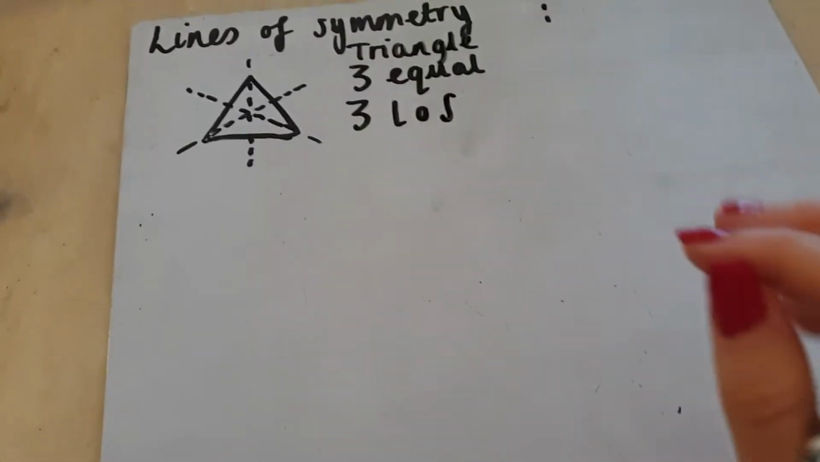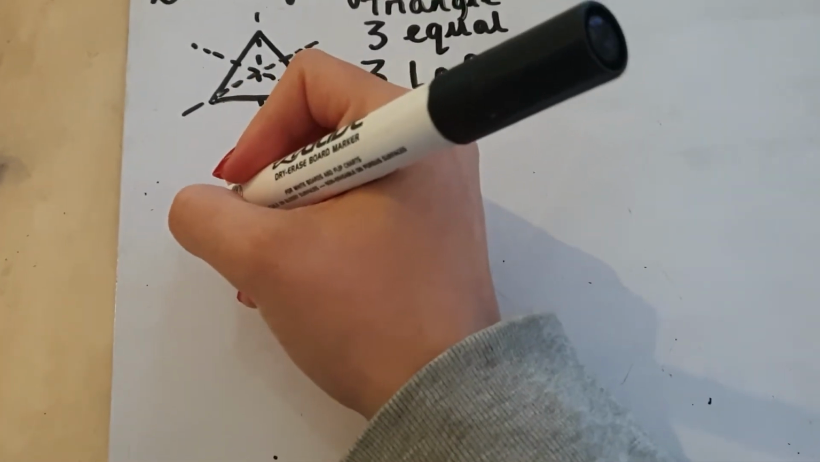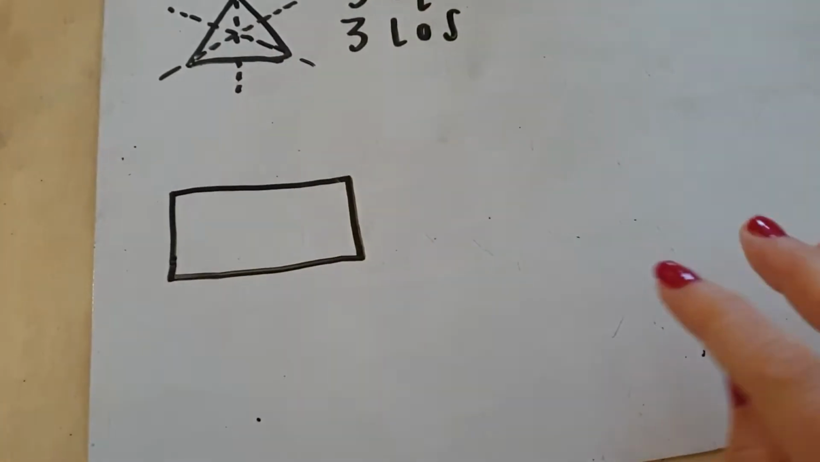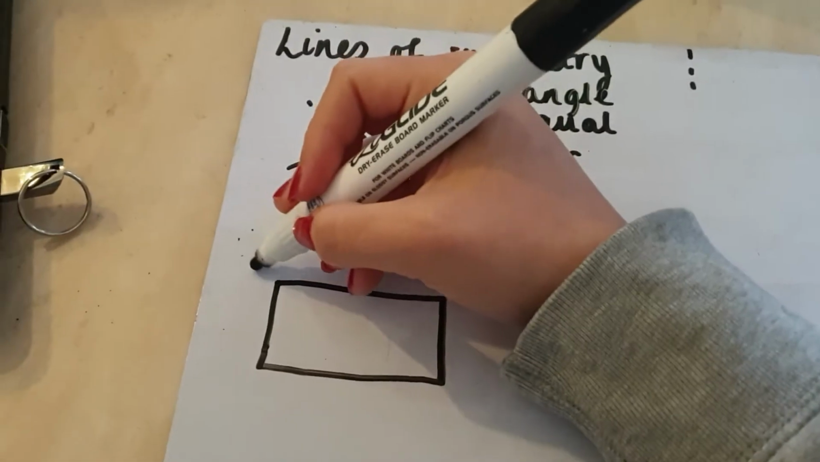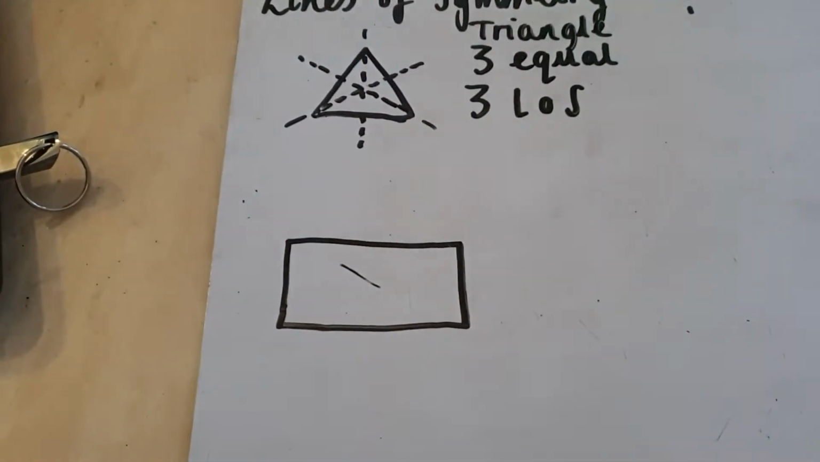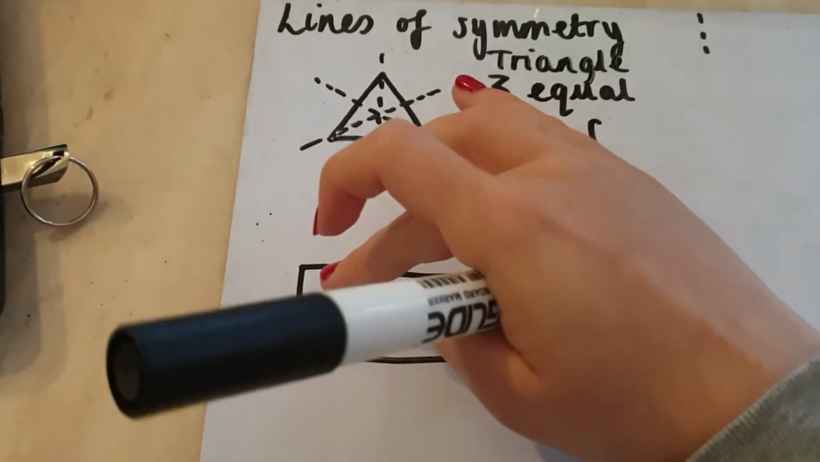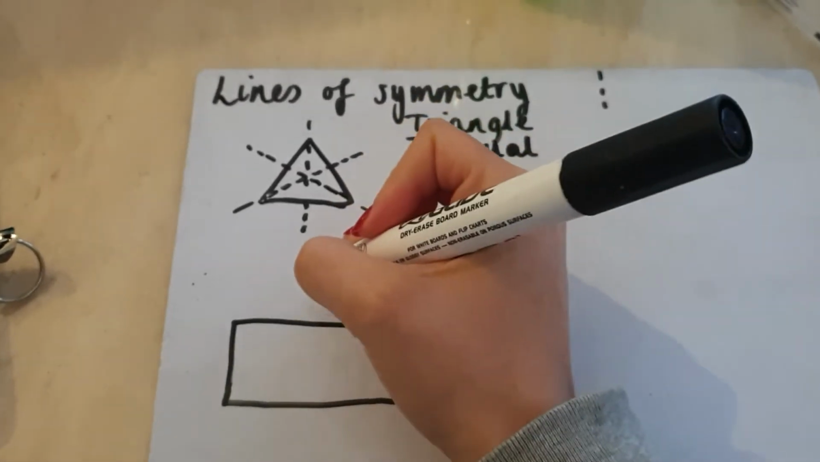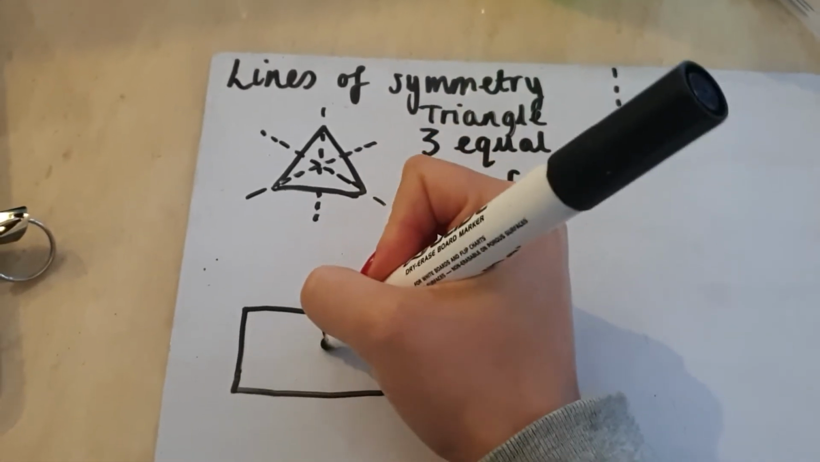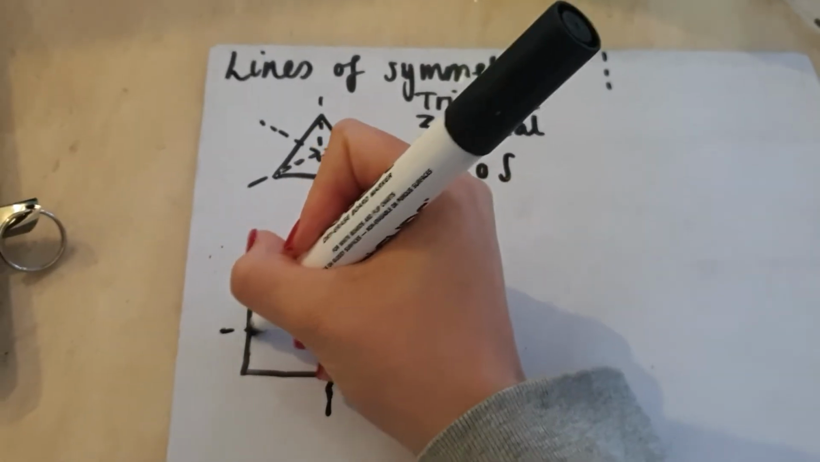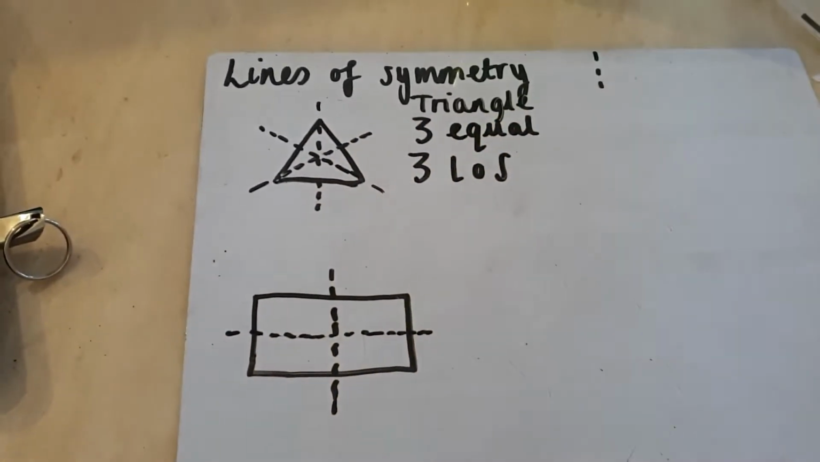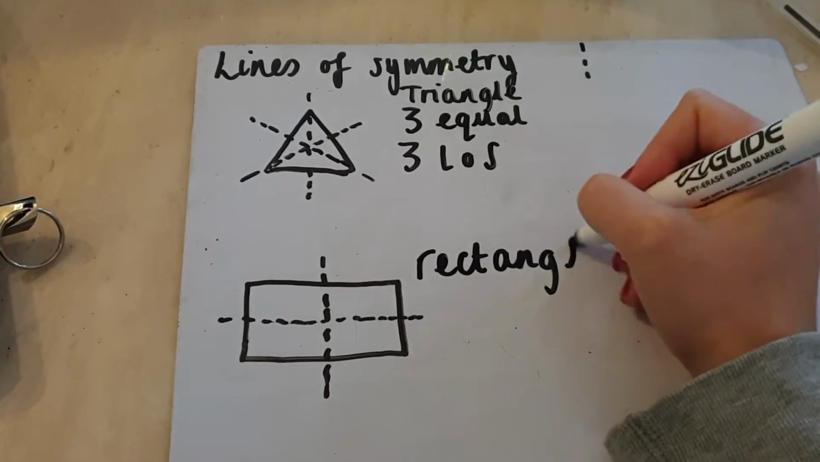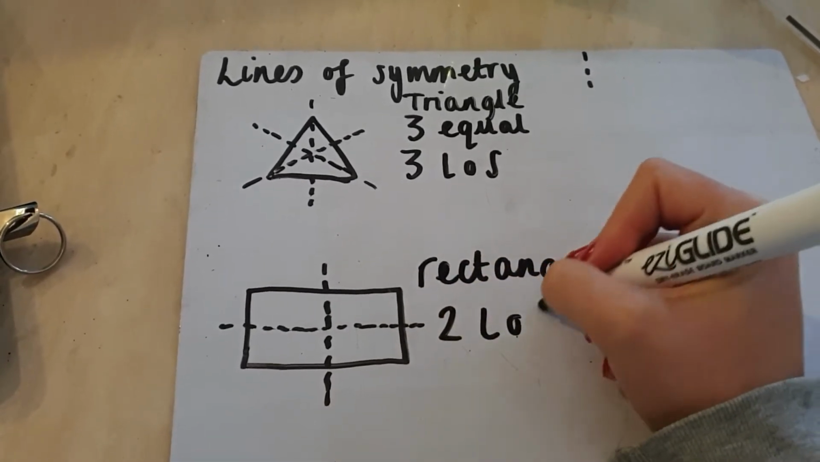If we go to the next one, it could be a rectangle. Here, if I was to cut across, it's not the same. You can see that it wouldn't work. So a rectangle, although it has 4 sides, only has 2 lines of symmetry, because I can cut it down the middle and it would still be the same, and I could cut it widthways and it'd still be the same. So a rectangle has 2 lines of symmetry.